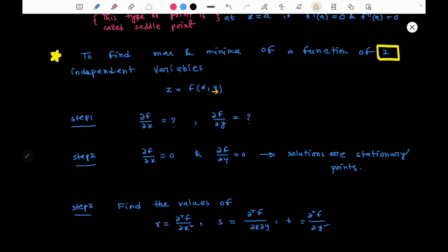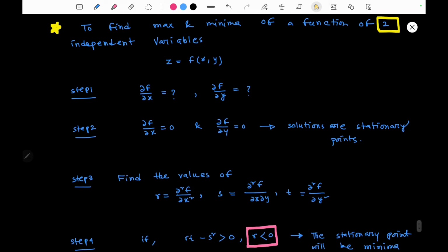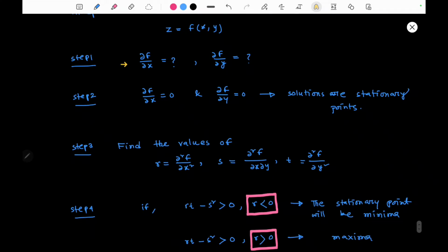So here x and y, there are two independent variables. For this type of function, how to find out the maxima and minima? There are also some steps. Step 1, same as before, we need to find del f by del x and del f by del y, and set them equal to 0, and the solution will be the stationary points.